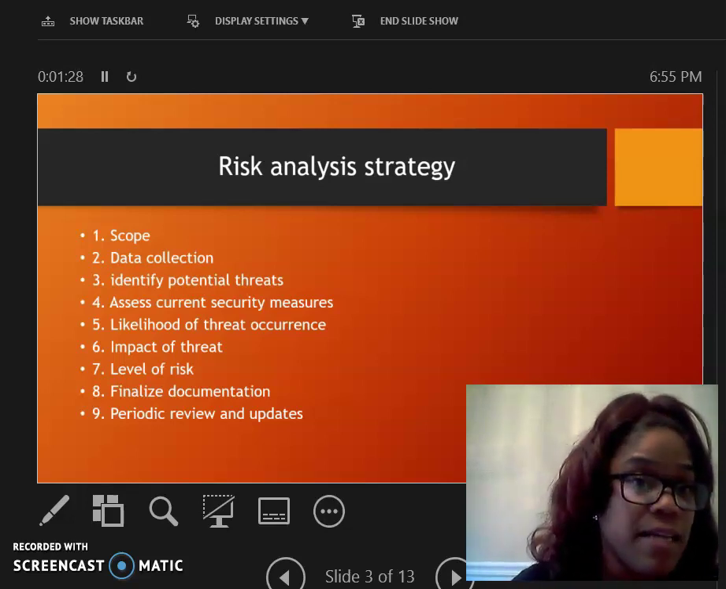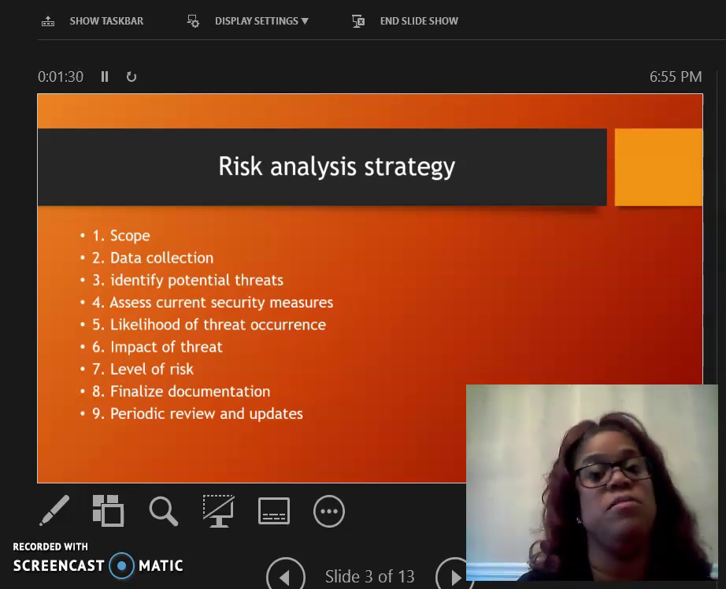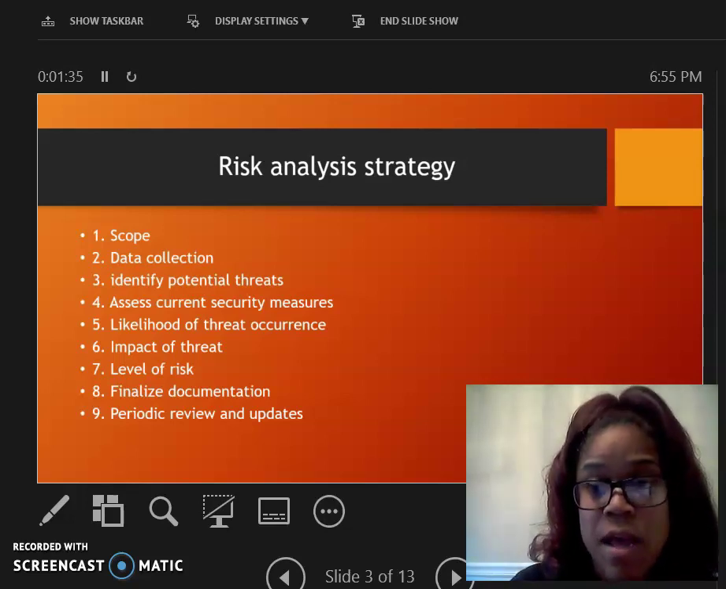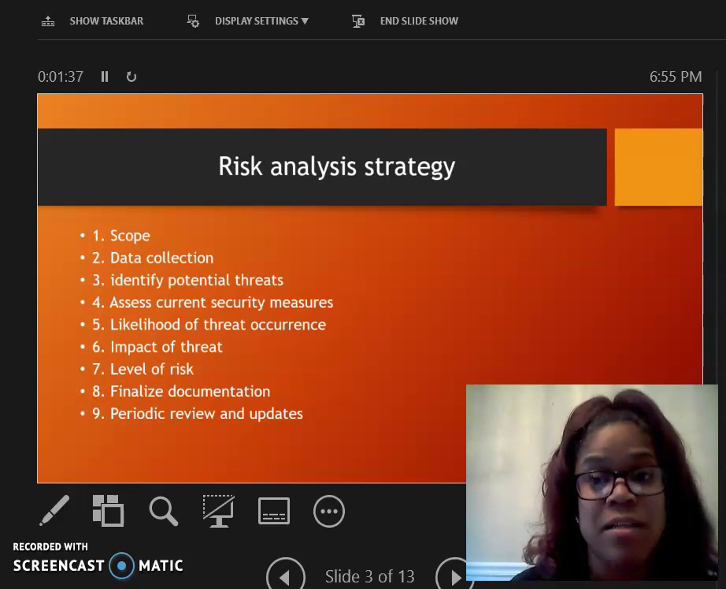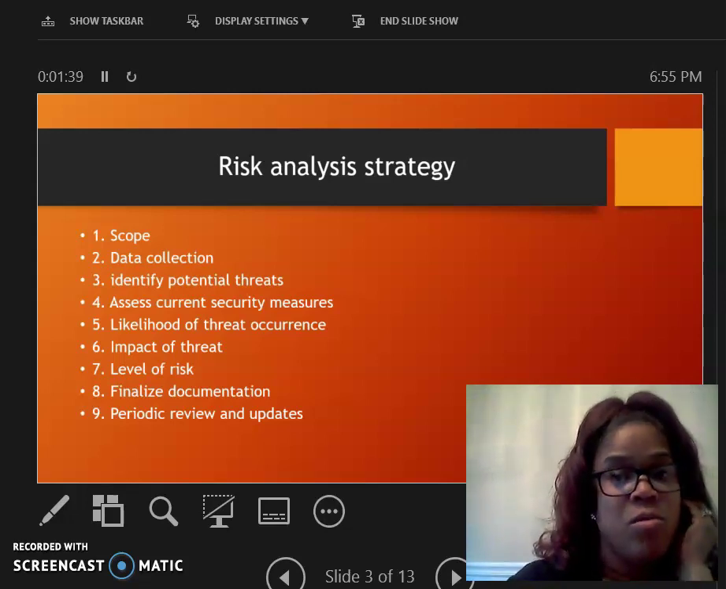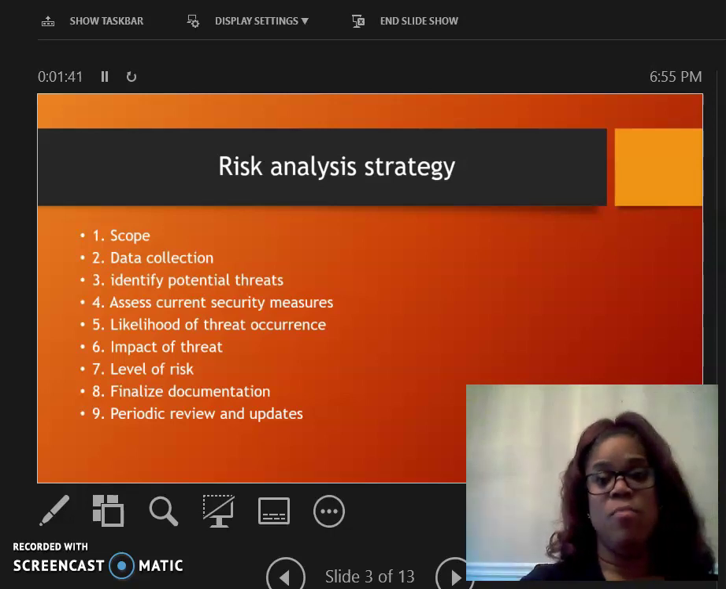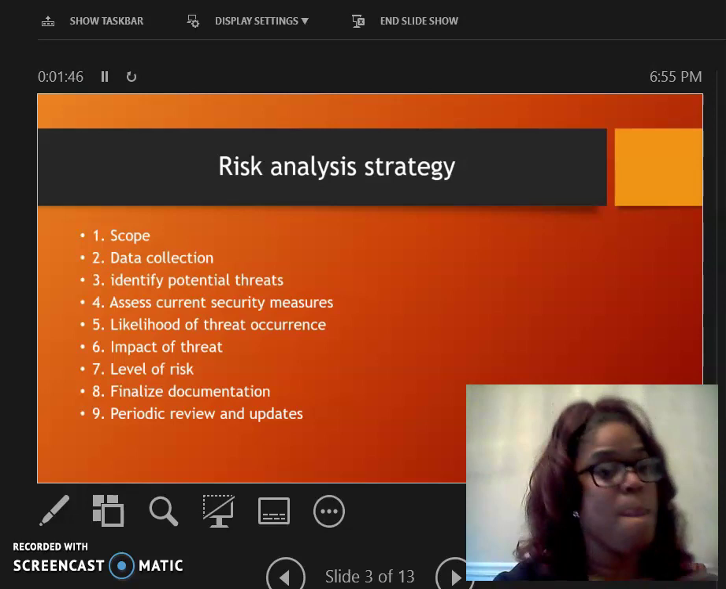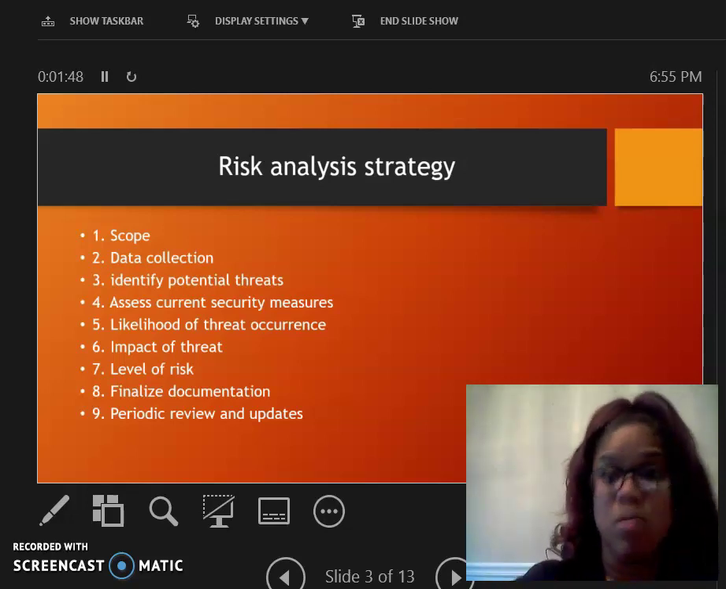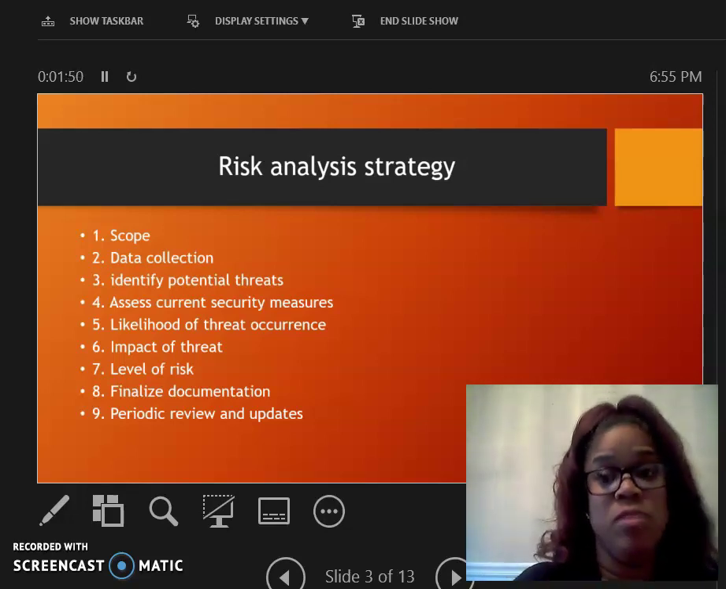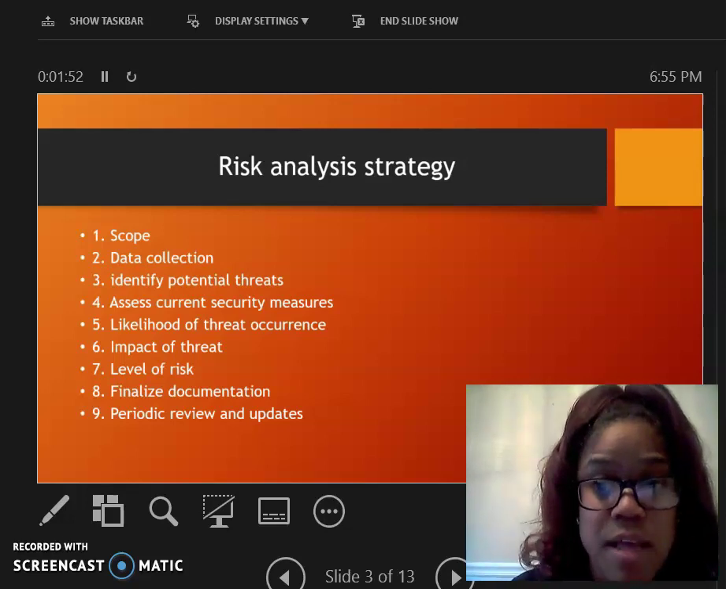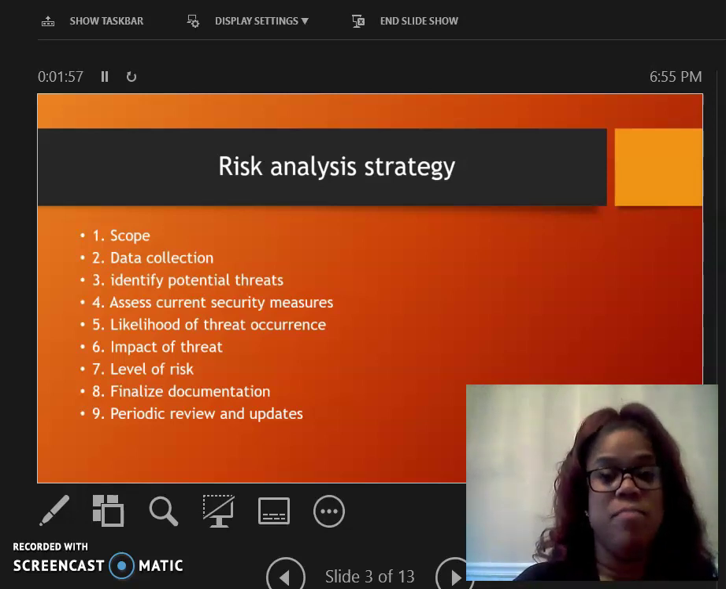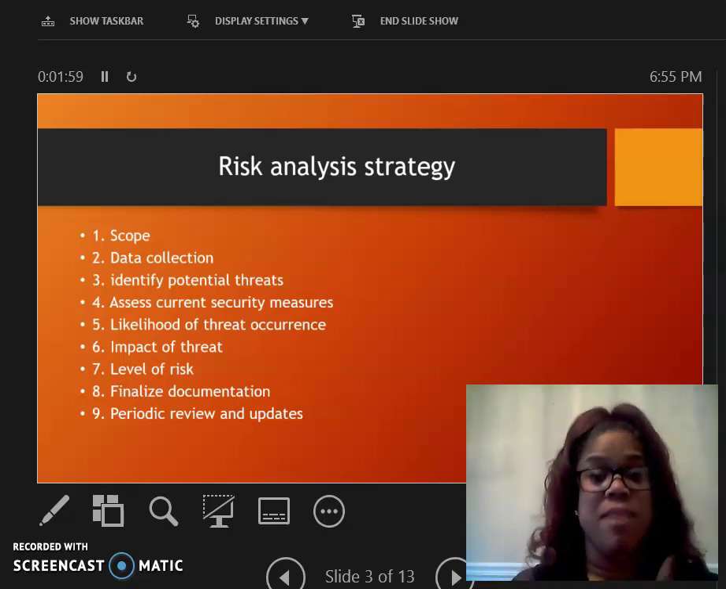Then we go into the likelihood of the threat occurrence, just seeing what's the probability of this happening again. And then impact on confidentiality and integrity, just seeing how bad was this? Did we send something to the wrong fax number, or did we give a whole other patient the wrong information, like the value of that? And then the level of risk is the likelihood and the impact combined.